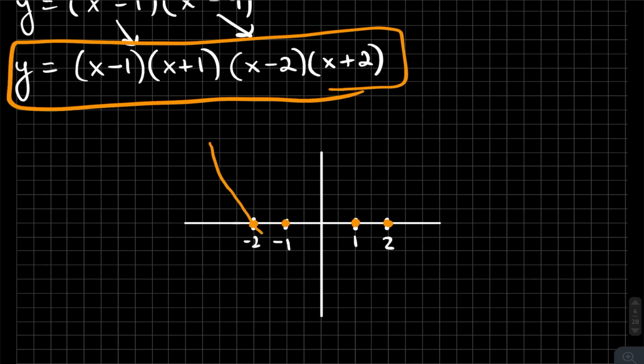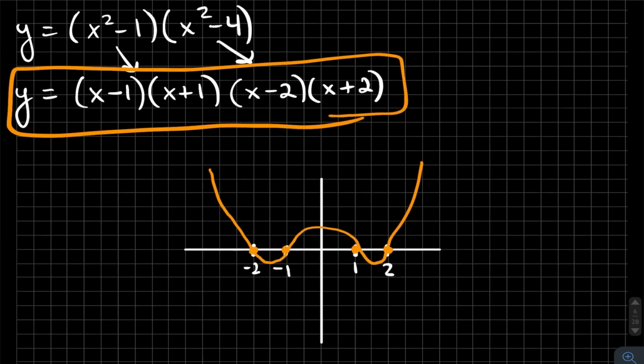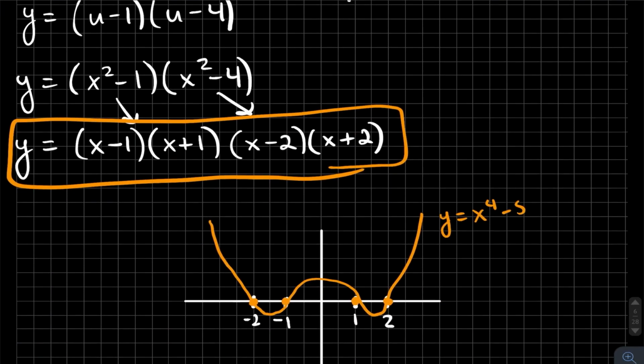So we know that we want to start at infinity. We want to cross the x-axis here, cross it here, and then go back up to infinity. And that, my friends, is your graph. And so we can label the graph as y equals x to the fourth. What was it? Plus or minus 5x squared plus 4.